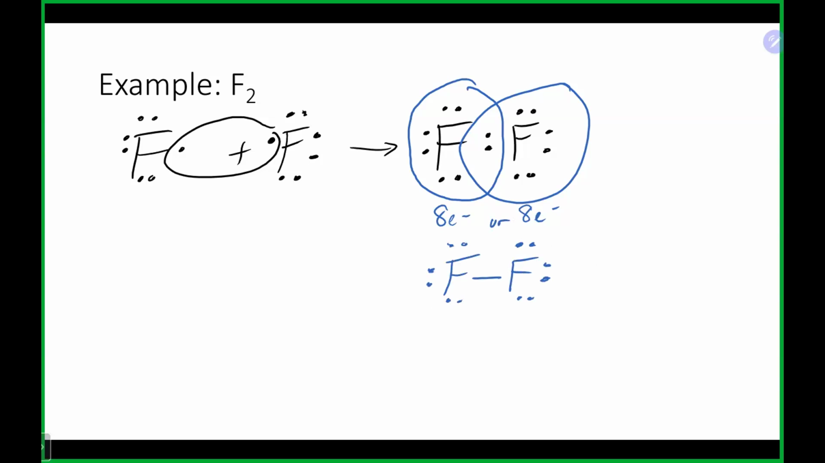Now, as we'll talk about, sometimes getting everybody to this noble gas configuration and a stable electron configuration may just require a single bond, may require a double bond, or may require a triple bond. And we'll talk about when to do any of those.